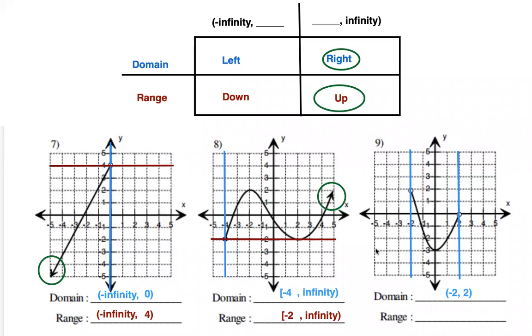Bottom of my graph at -3, there's no open circle, so that's going to be a bracket. Top of the graph at 2, that's an open circle, so a parentheses. Bracket -3, 2, parentheses. So those are all of our questions for set A.